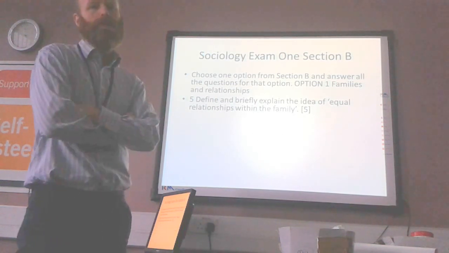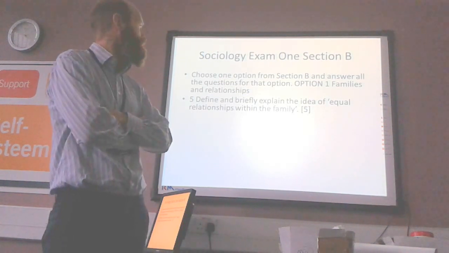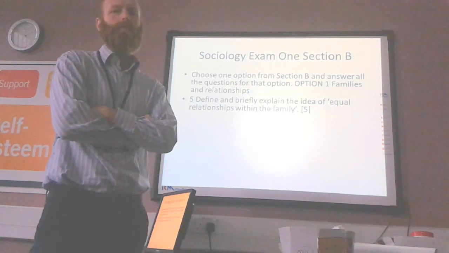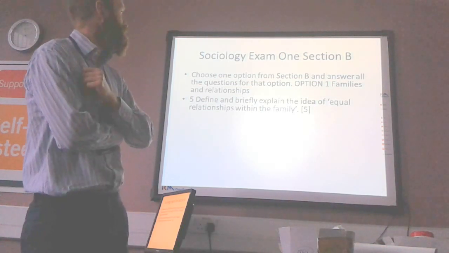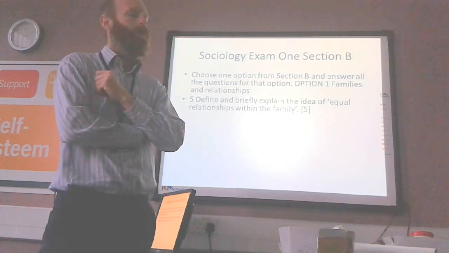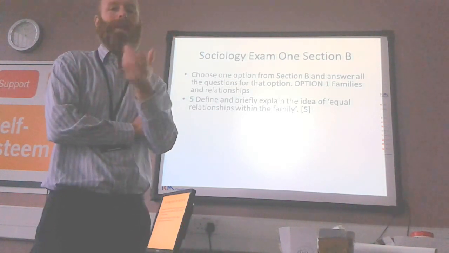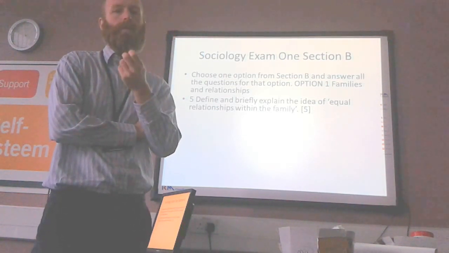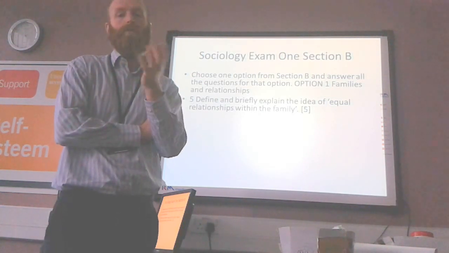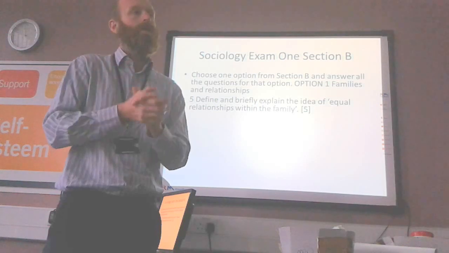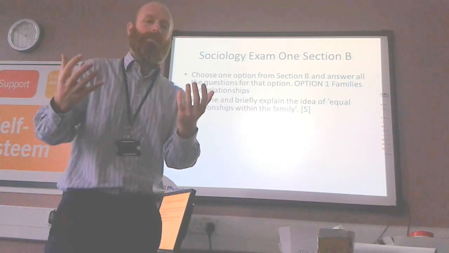5 minutes on the first 5-mark question: define and briefly explain the idea of equal relationships within the family. So basically we need to give key evidence. We could talk about the idea of equal relationships in terms of diversity, power, roles, status. The good toolkit to use here is to think of sociology and everything we should know, which can be divided up into socialisation, culture and identity.